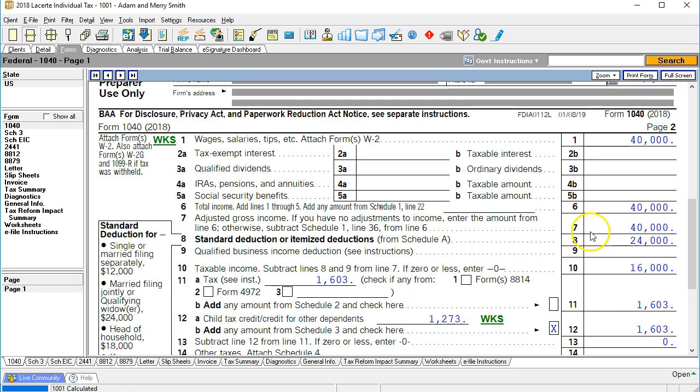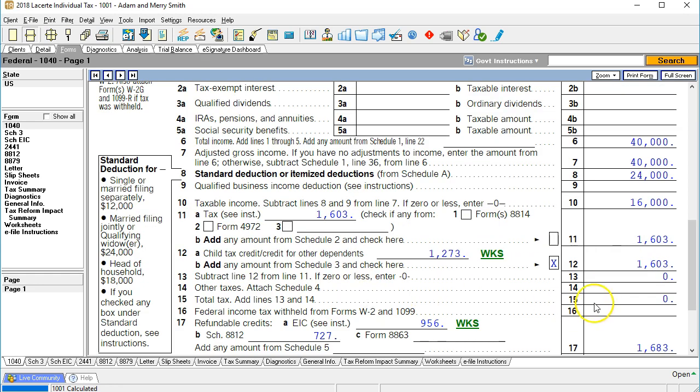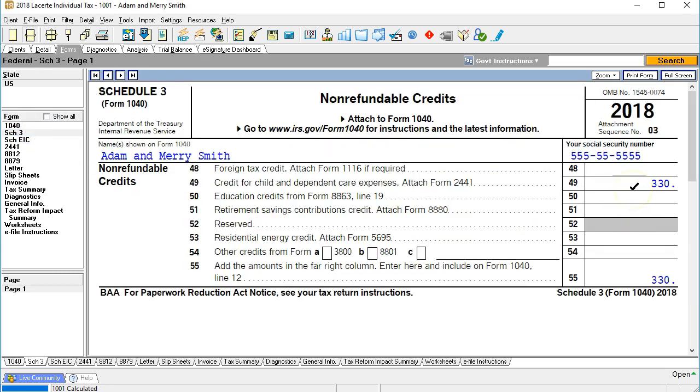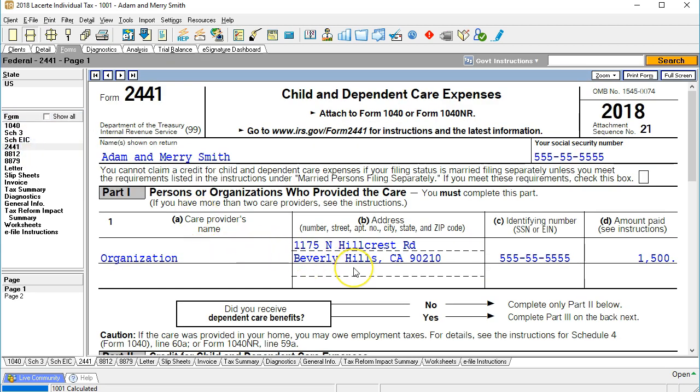So if we scroll down, then we could see in this case, we have the 24,000 standard deduction. That is for married filing joint. We have the 16,000 taxable income, then the 1,603 of the tax. We're concerned with the credit, which is included in this item, line 12. It's also on Schedule 3 at 330 currently, and it's going to be on Form 2441.